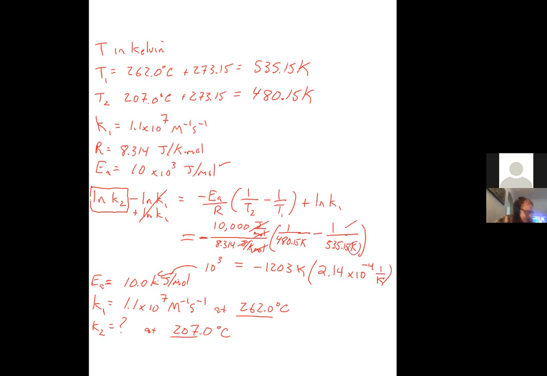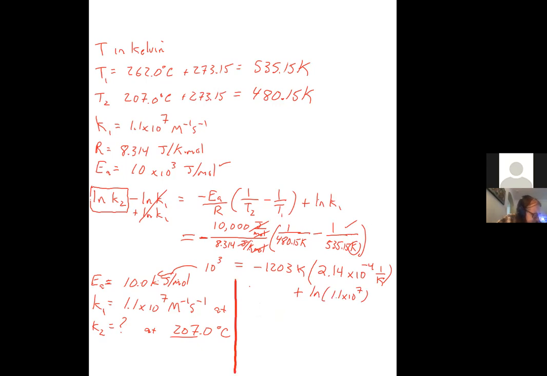Now you multiply those two numbers together. So times 1203 negative. Remember, it's negative 1203. And you get that and then plus ln K1. I'm so sorry, plus ln of K1, and K1 was 1.1 times 10 to the 7. I'm not going to put the units in there. So here's what we get now. Now I can erase this over here. We don't need to have this here because we put the new temperature up there at the top.